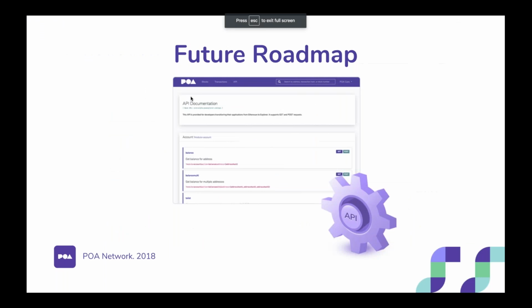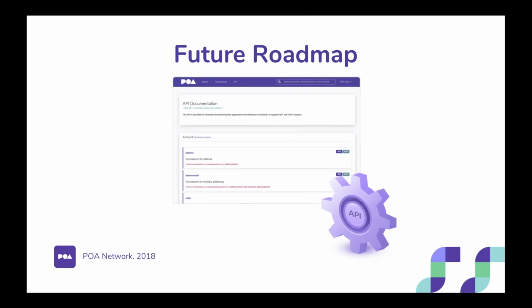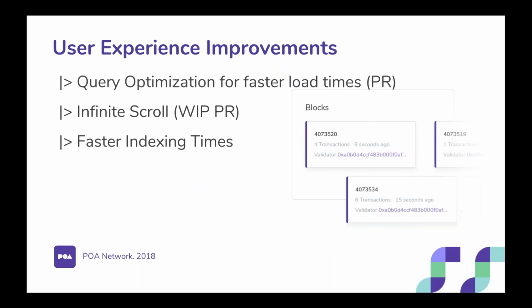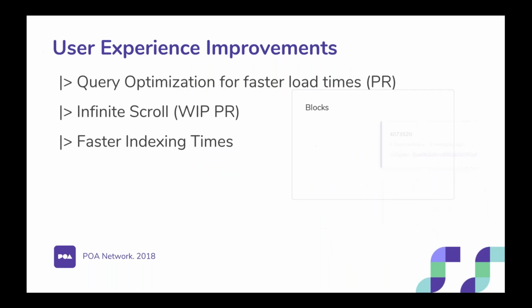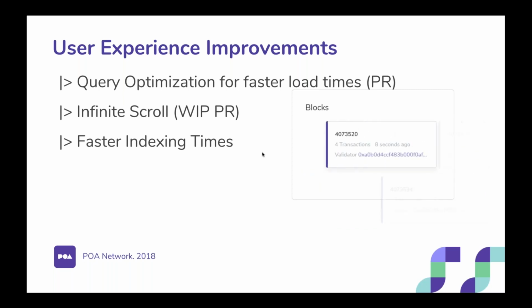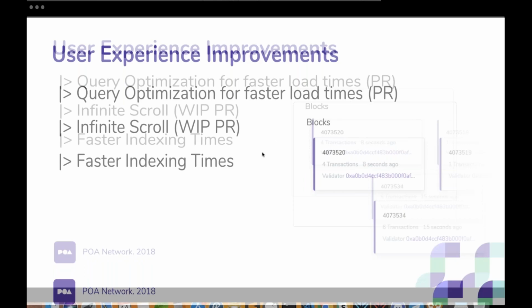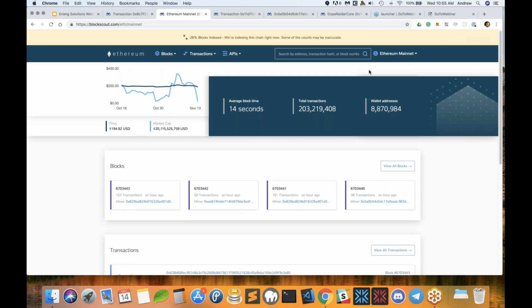Now I'm going to talk a little bit about where we're going in the future for BlockScout. Most importantly right now is our user experience improvements. As I described before, Ethereum mainnet has tons and tons of data, and I can show this off. We'll go take a look at Ethereum mainnet, and we're indexing this right now. We currently have 203 million transactions here.